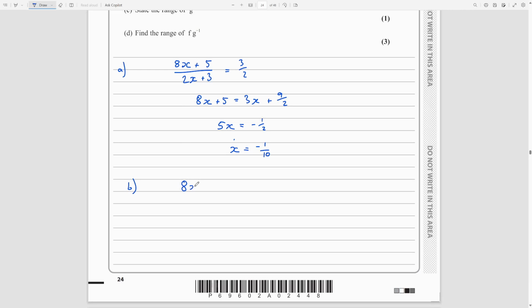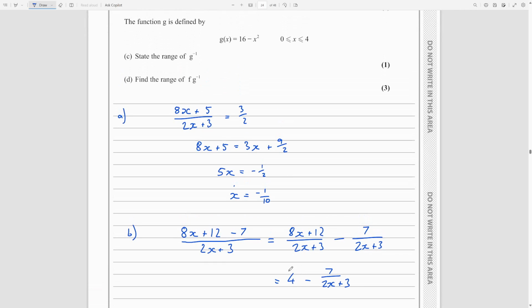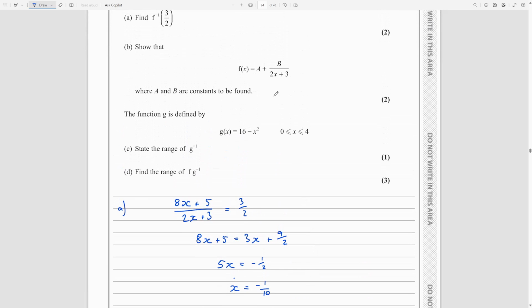So what you can do is 8x plus 12 over 2x plus 3, and then think, how do you need to correct this to get to the number that it actually is? Well, you just subtract 7. 12 minus 7 is 5. So what we now have is 8x plus 12 over 2x plus 3 minus 7 over 2x plus 3. This is nice because that is simply 4. So we have 4 minus 7 over 2x plus 3. And we've done what we were asked, which is to express it in the form a plus something over 2x plus 3. Our a was 4, our b was minus 7.